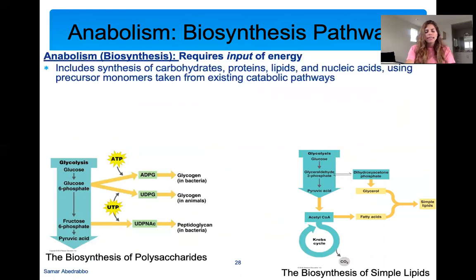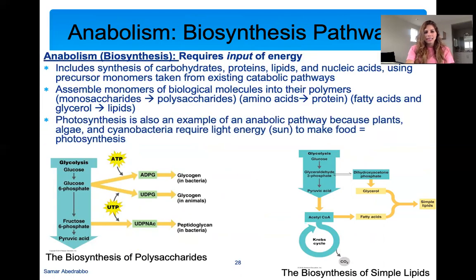In all the previous lectures, we were talking about catabolism. Catabolism is when you take a molecule such as glucose and you break it down to get energy. Now we're going to briefly talk about anabolism. Anabolism is the opposite. It's a biosynthesis pathway. So how do we make carbohydrates, proteins, lipids, and nucleic acids? And in order to make things, you need energy.